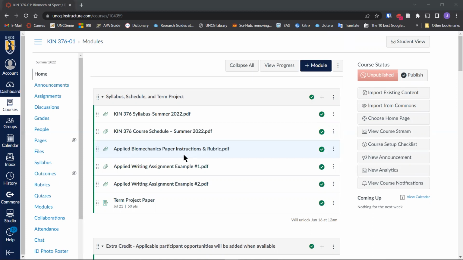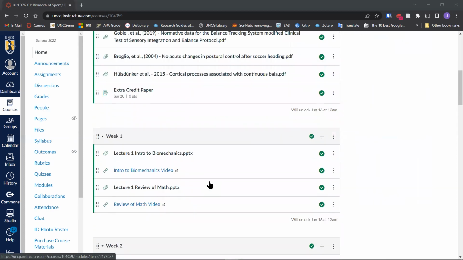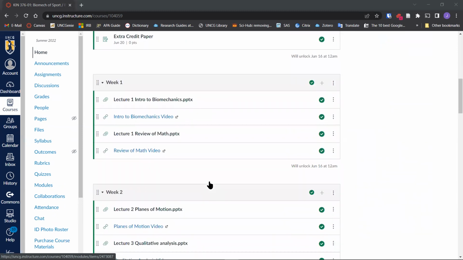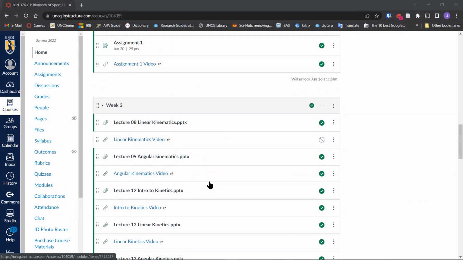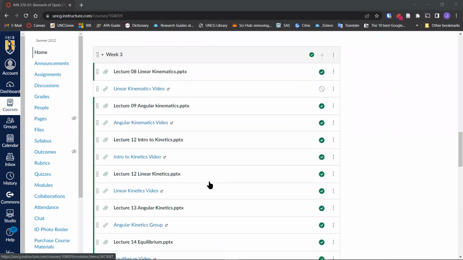So let's get started. Before we get into how to use Canvas, how to access the lectures and assignments and exams and everything like that, let's quickly go over the syllabus. This is the way that Canvas is going to be structured. Each week has certain lectures and assignments in them. As we scroll down, you can see week 3 is going to be our busiest week.